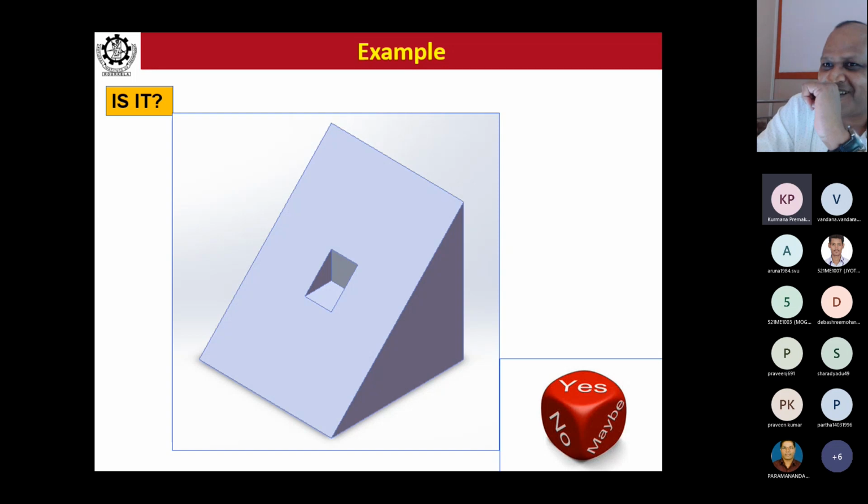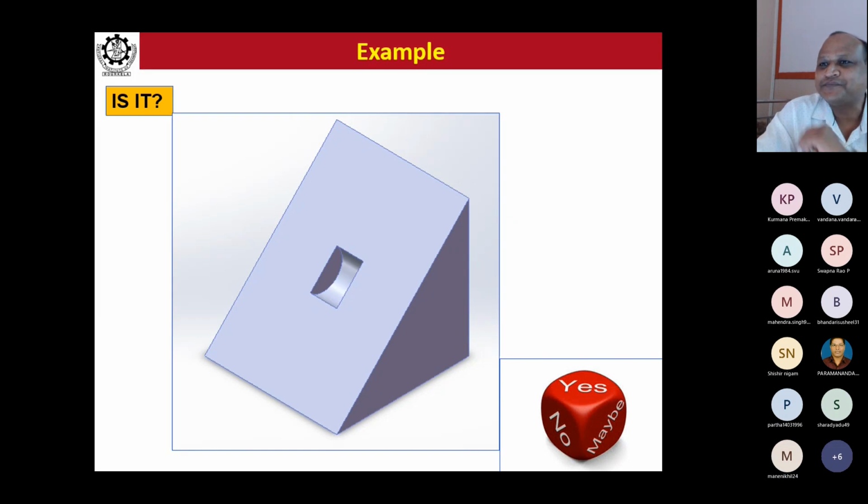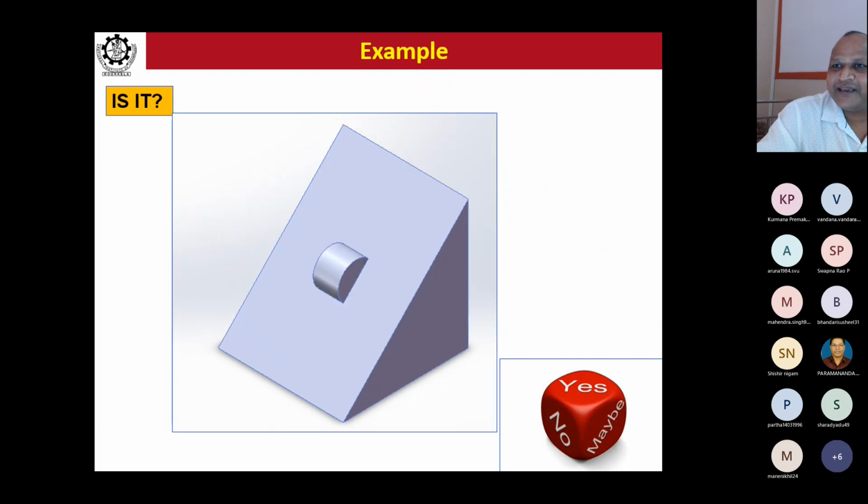I'll say maybe, because one more solution can be this one also. So the point I'm saying is that sometimes even engineering drawing collapses, where a solid model has its own benefit. Again, I'll say, is it yes, no, maybe? This can also be a solution.